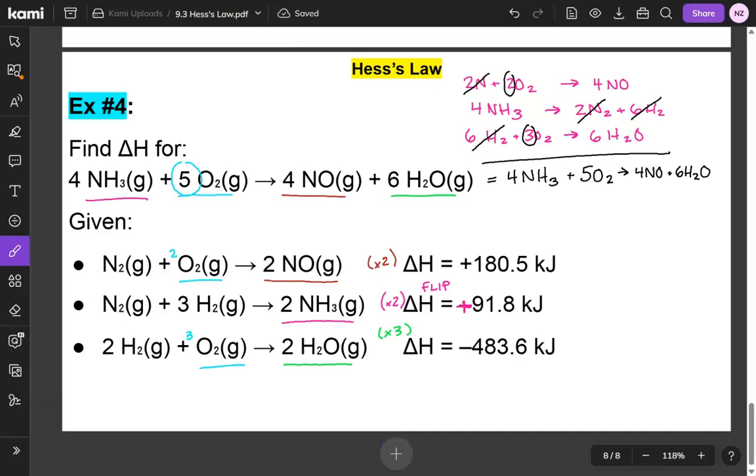So that's Hess's law. It's kind of like a puzzle with a little bit of math involved. All fun, though. Good luck and have fun.